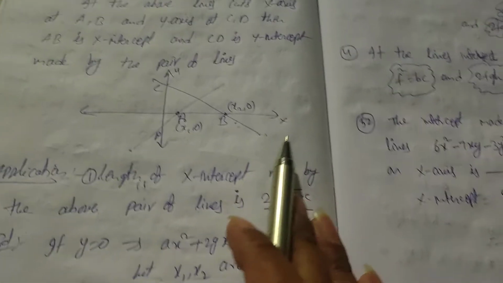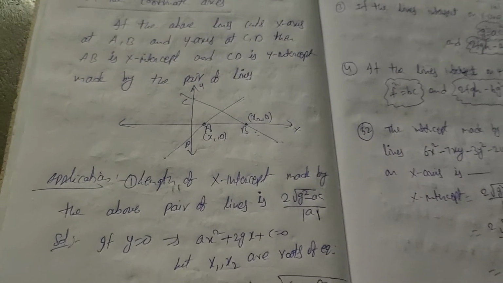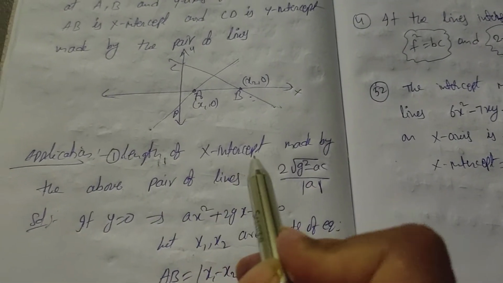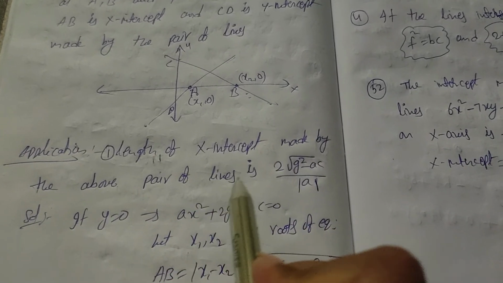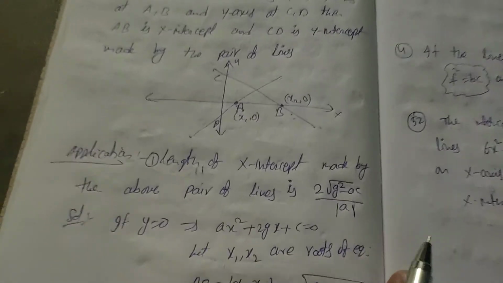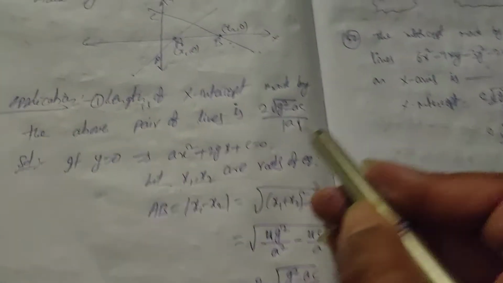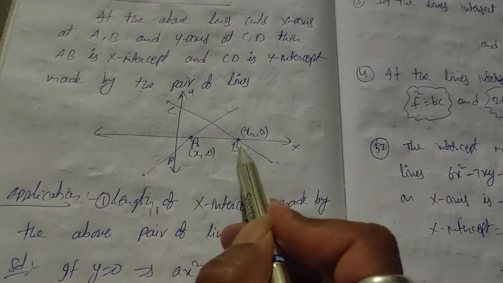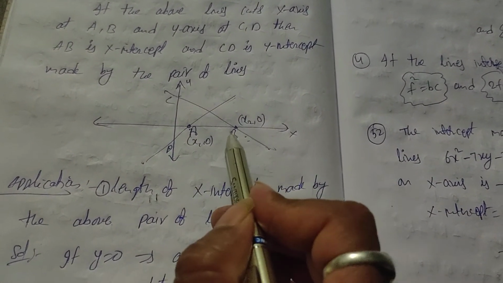So now taking applications. What is the length of this pair of lines? The length of x-intercept and y-intercept. So first one, the length of x-intercept made by the above pair of lines is 2 into root over g square minus ac by mod a. If you remember, if you do one problem, you can do similarly. 2 into root over g square minus ac by mod a. How can you get this? That means we are going to find the length between A and B.